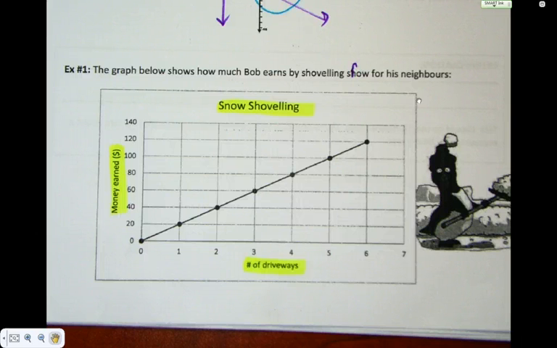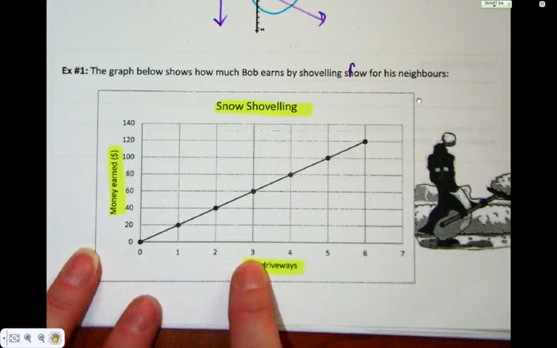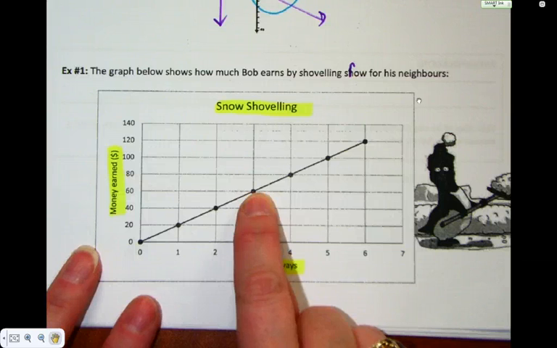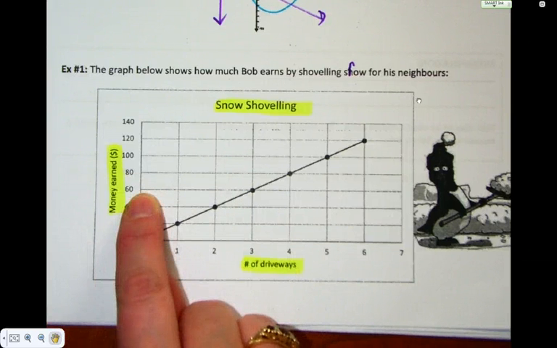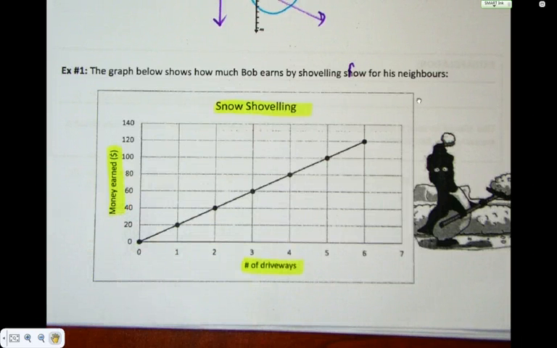How do we get that off of a graph? That's all we're practicing today, is just reading graphs and getting information. How do we figure that out? Yeah, we go to 3 driveways, and then we go up, and we go over. That's it. That's all we're practicing today, is reading a graph. How much does he earn after shoveling 3 driveways? $60. Write that down.